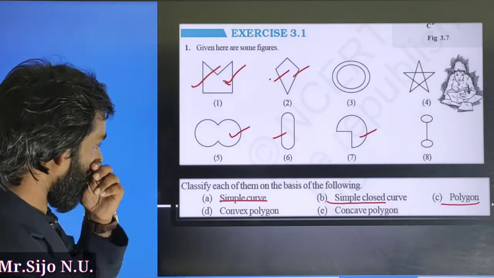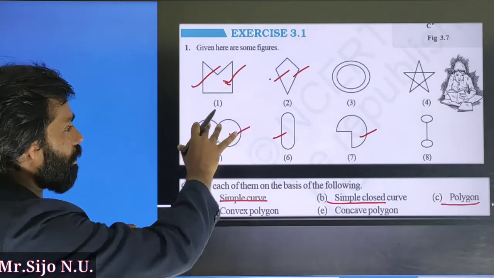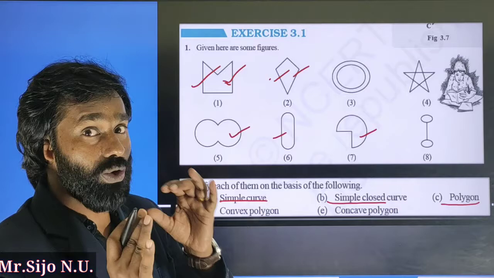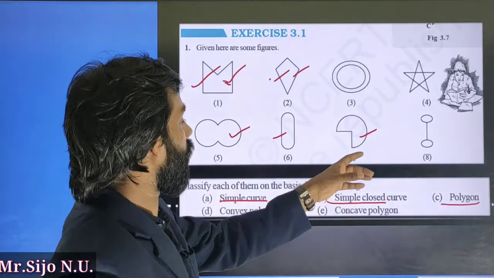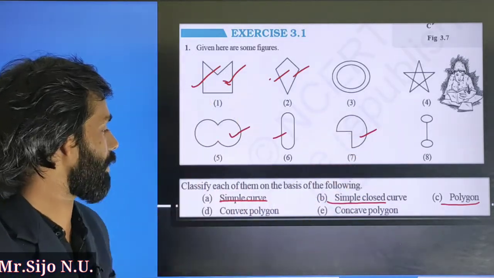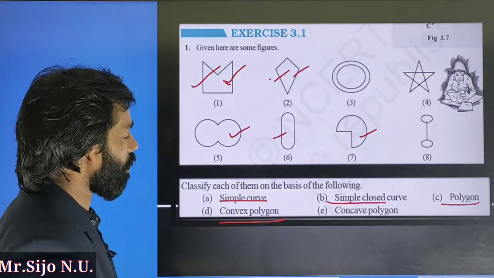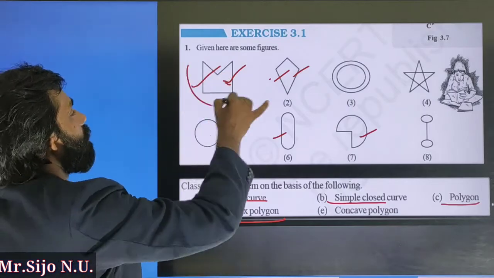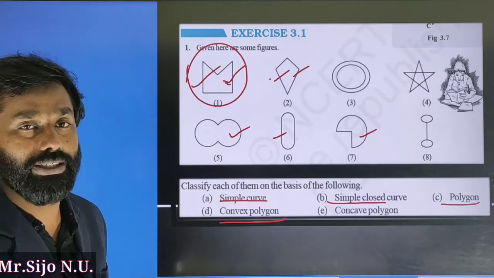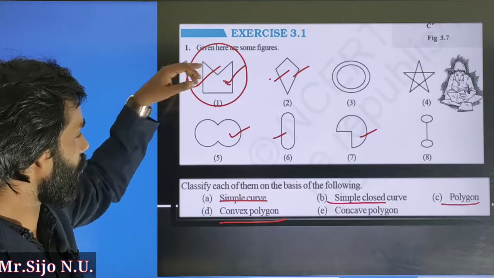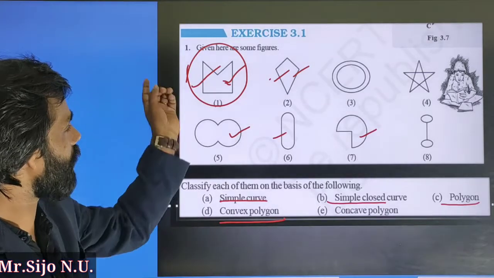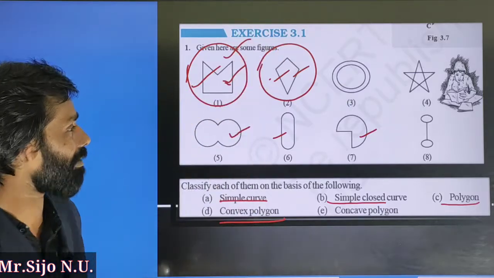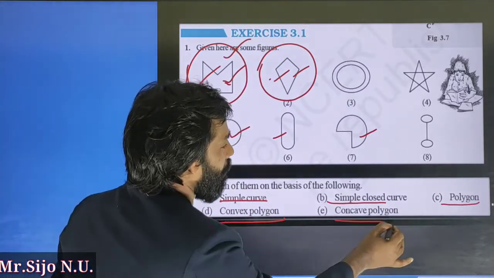This one is not a polygon because it is not made up of line segments only. See, here line segments are there, but the definition says line segments only, so we cannot put it into that category. Now consider convex polygon. When we look at this figure, we know it's a concave polygon, so it does not belong to that category. But here are polygons, this and this. So here it's a convex polygon, and here it's a concave polygon. We can write like that.